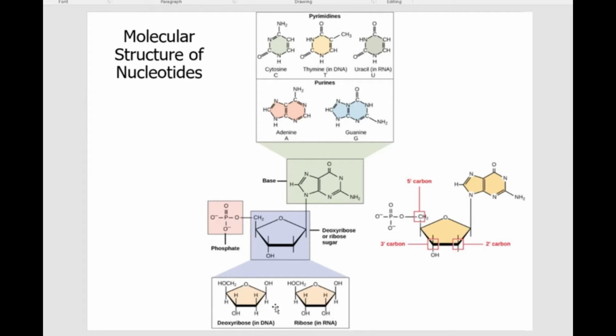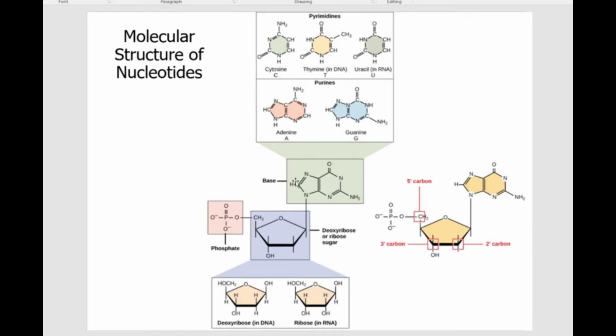What kind of functional group is attached to number 2? If it's RNA, then it's a hydroxyl group, which contains oxygen. But when you look at DNA, there's no oxygen, right? So just a hydrogen atom. Oxygen is not present, so we call it deoxy. D means none, no, right? Oxy means oxygen. So that's the difference. DNA doesn't have an oxygen connected to number 2 carbon. Okay, so that's the difference.